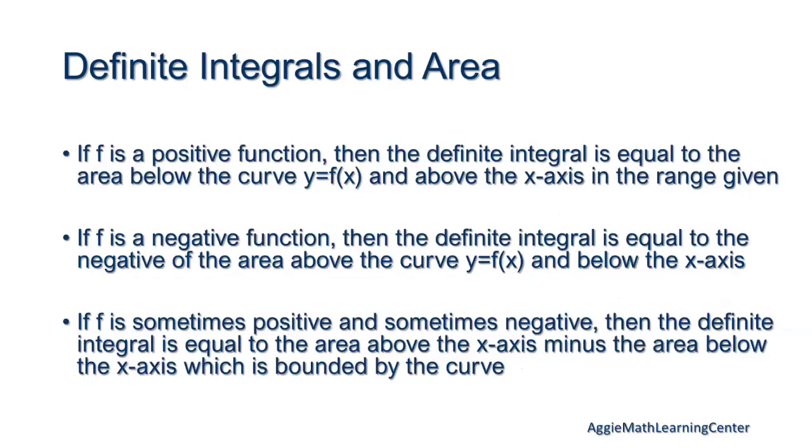Okay, now we're going to talk about definite integrals and area. If f is a positive function, then the definite integral is equal to the area below the curve and above the x-axis. But if it's a negative function, then the definite integral is equal to the negative of the area above the curve and below the x-axis. If it's sometimes positive and sometimes negative, then it's equal to the area above the x-axis minus the area below the x-axis, which is bounded by the curve. So it's area under the curve, but if it's underneath the x-axis, then it's negative, essentially.